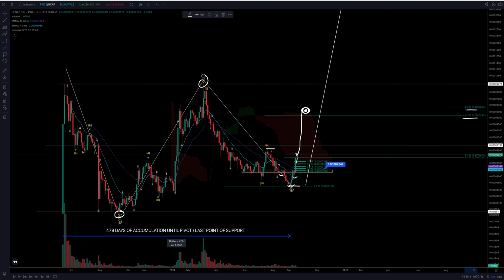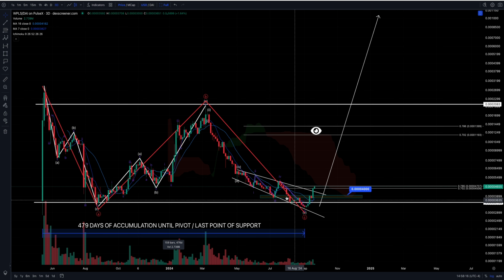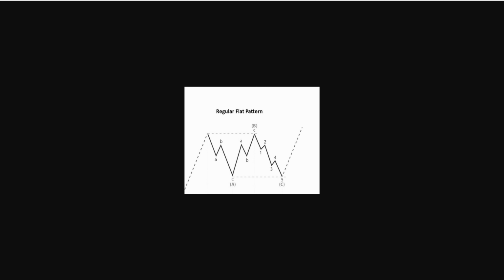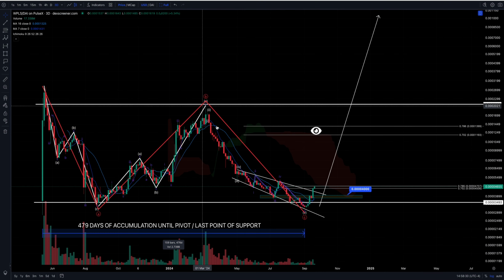Okay, let's take a look at PLS over here. So same concept, 3-3-5 Elliott wave flat pattern. Now the whole PulseChain ecosystem, it's just doing a flat pattern. These are some examples of a flat pattern over here. Okay, it's the exact same thing, right? So this is what PLS is doing.